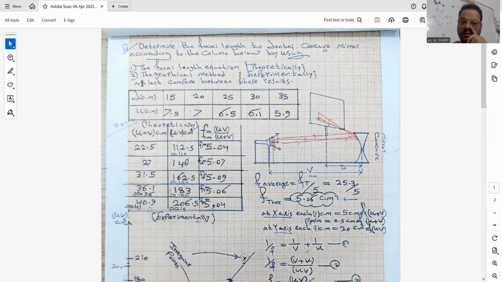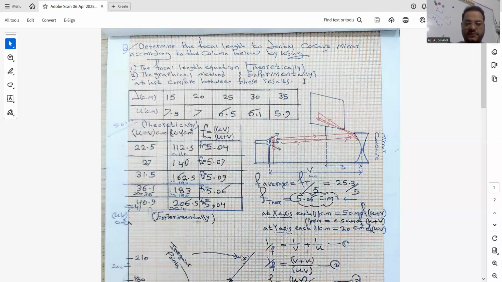Determine the focal length for dental concave mirror according to the column below by using theoretically focal length experiment and experimentally focal length measurement. Okay, let me start by explaining an important thing.